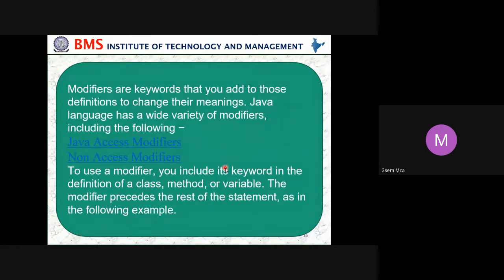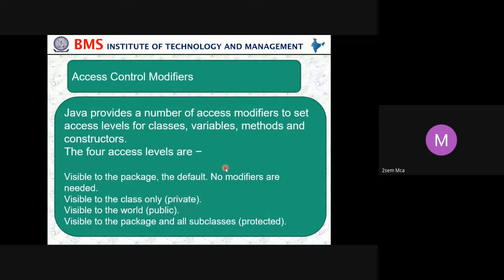Then we have just seen access modifiers. Then we have to see what the non-access modifiers are. The same slide is repeated. What are the access modifiers? We know they are default, private, public, and protected.